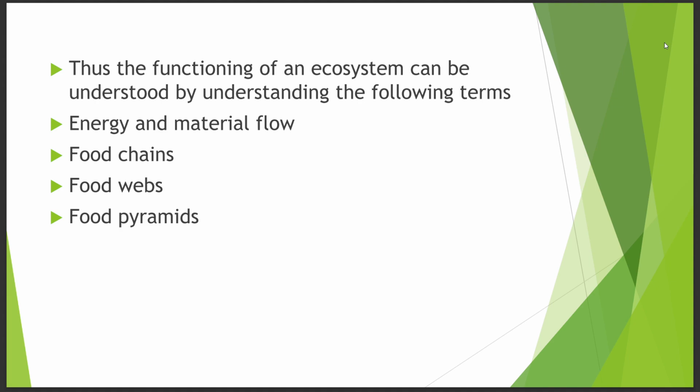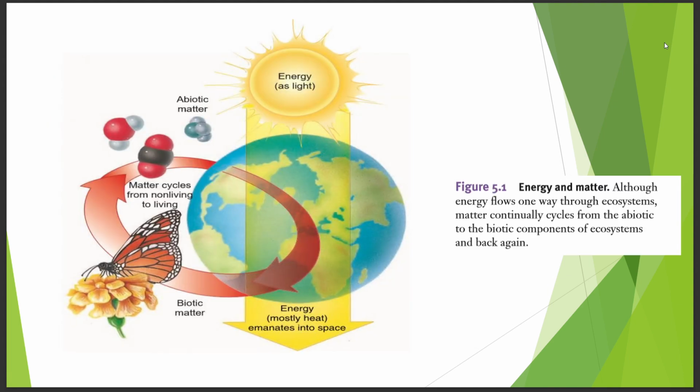Okay. So this is the energy and matter flow. We discussed it. It is unidirectional. The ultimate source of energy is the sun, in the form of heat and light that we capture. Plants capture the sunlight, and through the process of photosynthesis, they make food which is consumed by the herbivores, and that goes on like that.